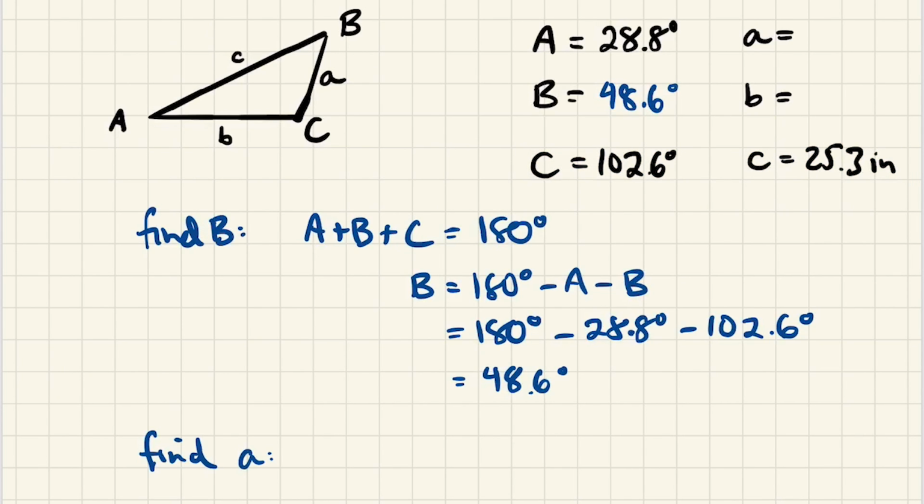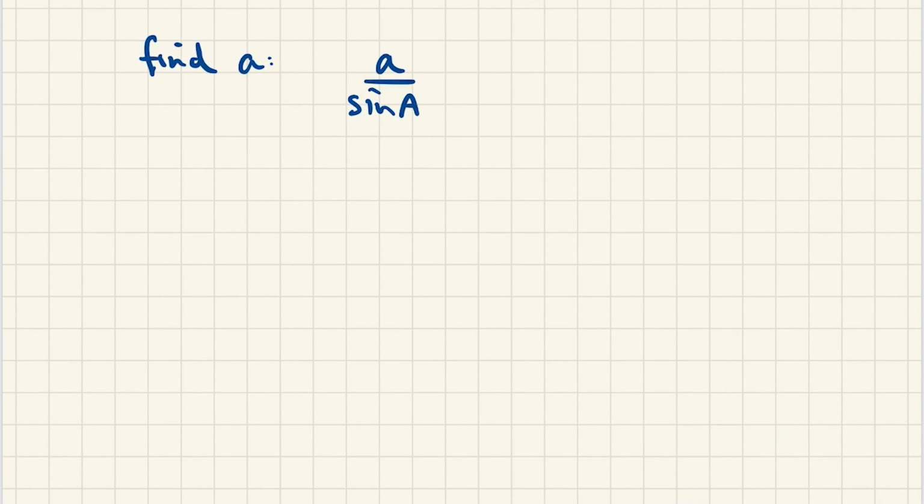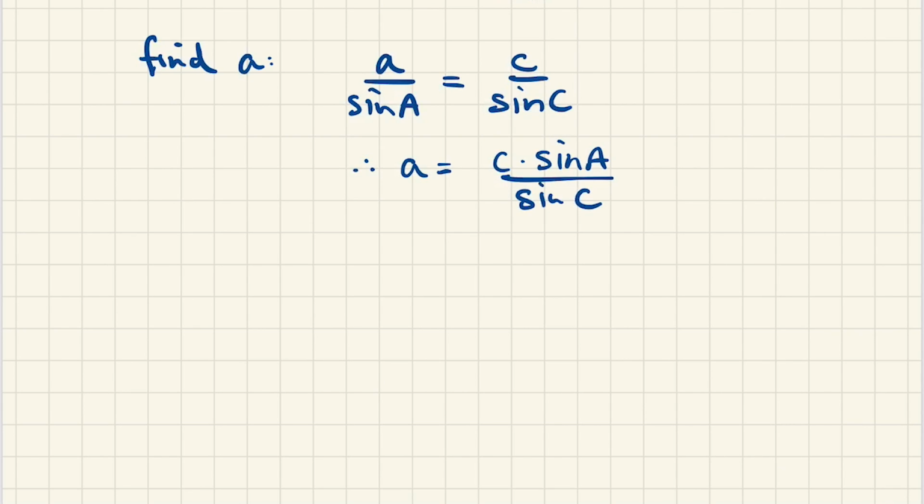And we're going to use this version of it with the unknown side in the numerator as opposed to the reciprocal. So we're going to say little a over sine of A is equal to little c over sine of big C, because those are the given, and we're interested in little a. So solving for little a, we can see that this is little c times sine of big A divided by sine of big C.